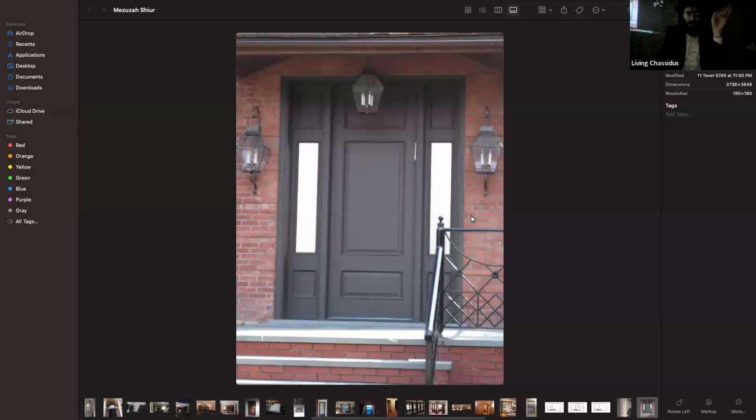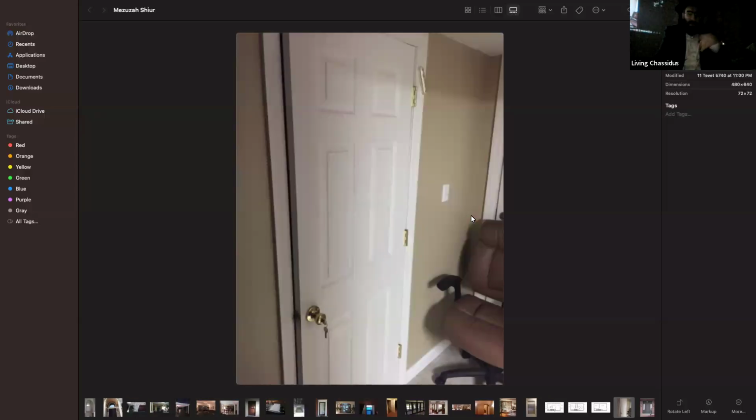What's over here? These are showing you wrong things, with the mezuzahs in the wrong place. You see here, people have mezuzahs in random places. It's not the right place. It's not the right side, not the right height, not the right anything.